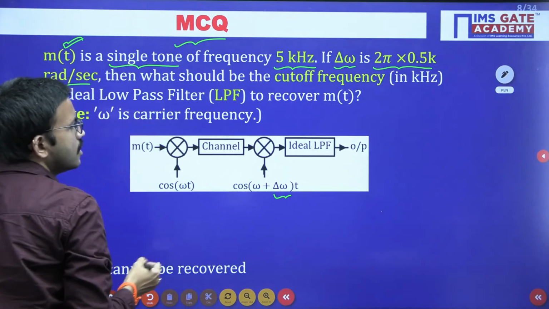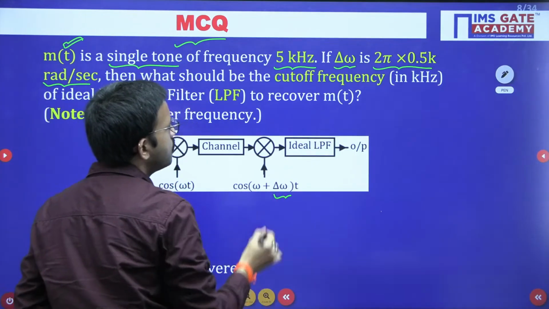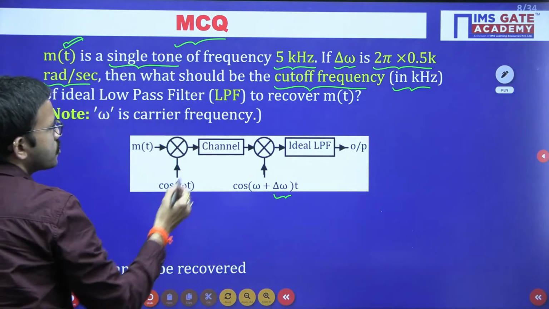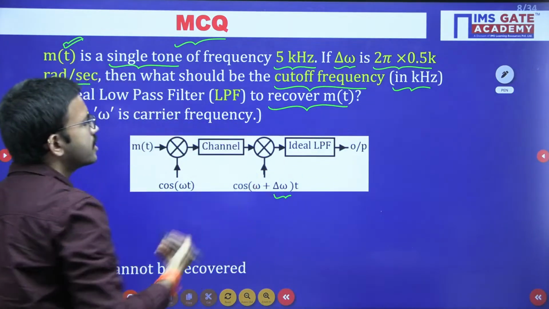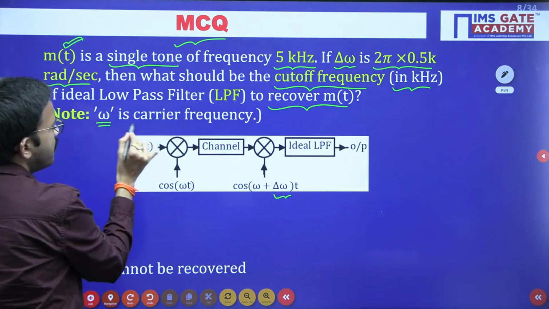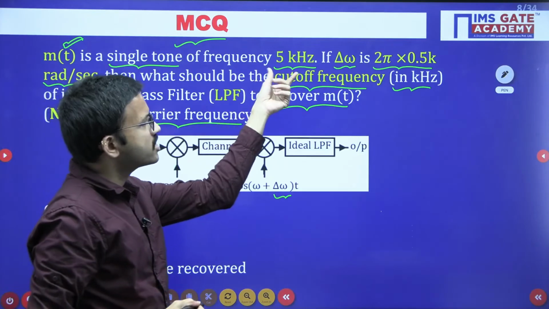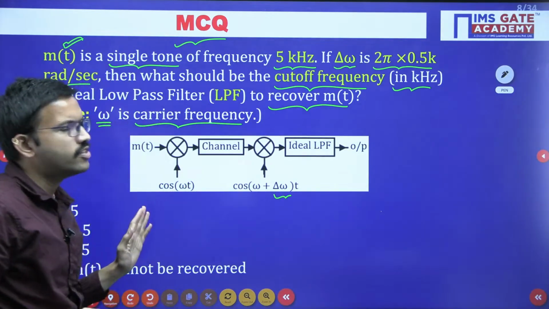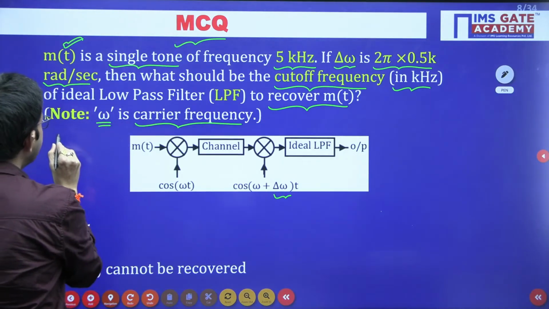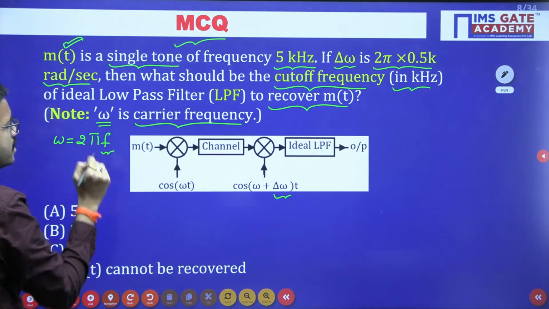Now the question is, here you are having a low pass filter. Regarding that particular low pass filter, what cutoff frequency we have to choose in the order of kilohertz so that we can extract or recover the modulating signal at the output. Here omega is nothing but the carrier frequency. Regarding modulating signal frequency or message signal frequency, they have mentioned 5 kHz. Regarding the carrier signal, in general we represent it as f suffix c. But in this particular example, they have considered omega, where omega is nothing but 2 pi f. So that means here f is nothing but the carrier frequency.